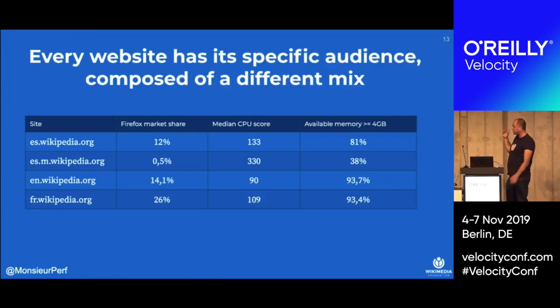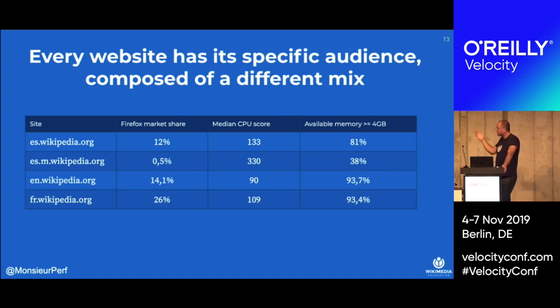Another one is that the composition of your audience is very different. And this might come as a surprise, but even between languages on Wikipedia, you have big differences. So let's look at the first two lines. It's desktop versus mobile. So this you expect to be different, of course. For example, market share of a particular browser can be hugely different between desktop and mobile. The CPU benchmark that I was talking about, where smaller is faster, of course, mobile devices tend to be slower than desktop devices on average.